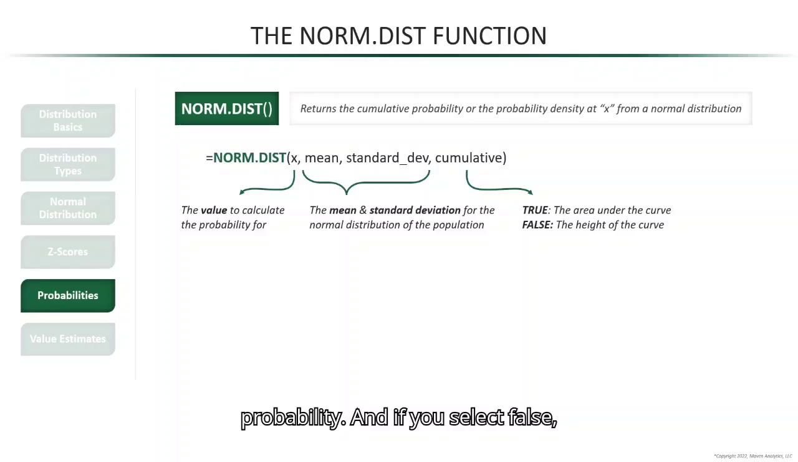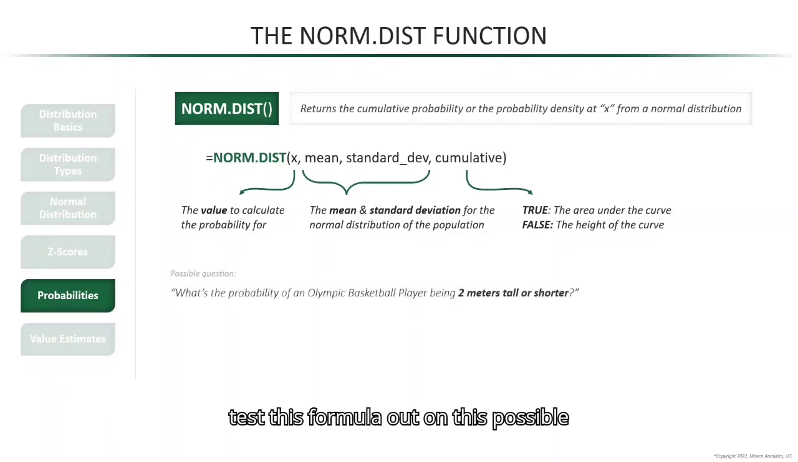And if you select false, it's just going to return the height of the normal curve at that x value, which is otherwise known as the probability density. So let's test this formula out on this possible question. What's the probability of an Olympic basketball player being 2 meters tall or shorter?